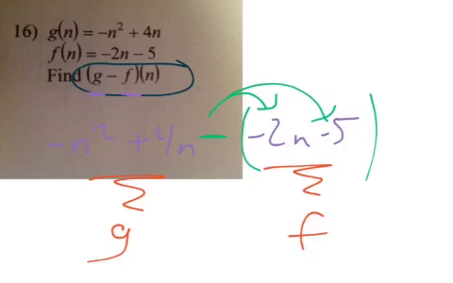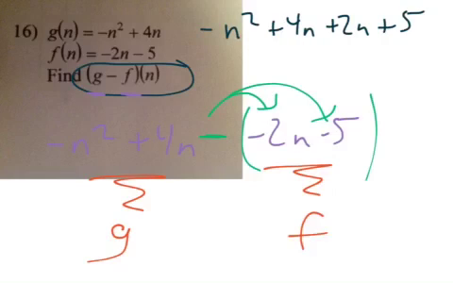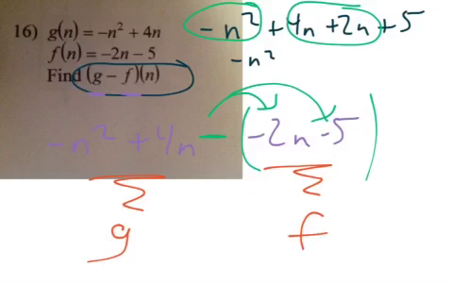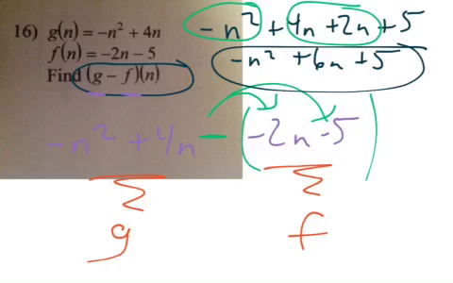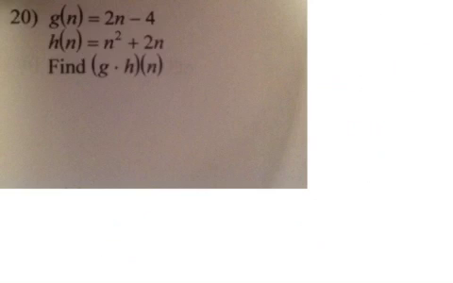So let's see what we have here. We have negative n squared plus 4n plus 2n plus 5. And there's only one n squared, so that's got to be in our answer, right? So negative n squared. There happens to be two n terms. 4 plus 2 is 6n plus 5. And there, ladies and gentlemen, is g minus f of n. So pause the video if you need to. If not, let's move on to the next problem.